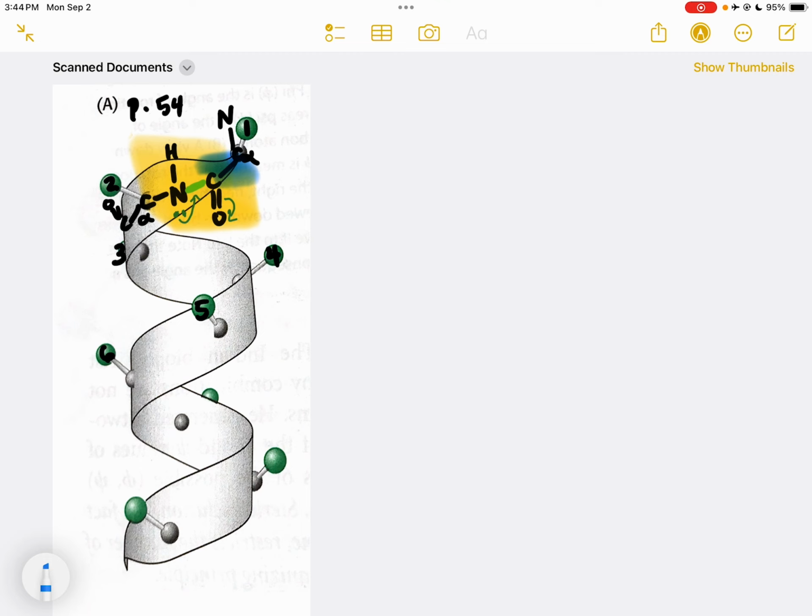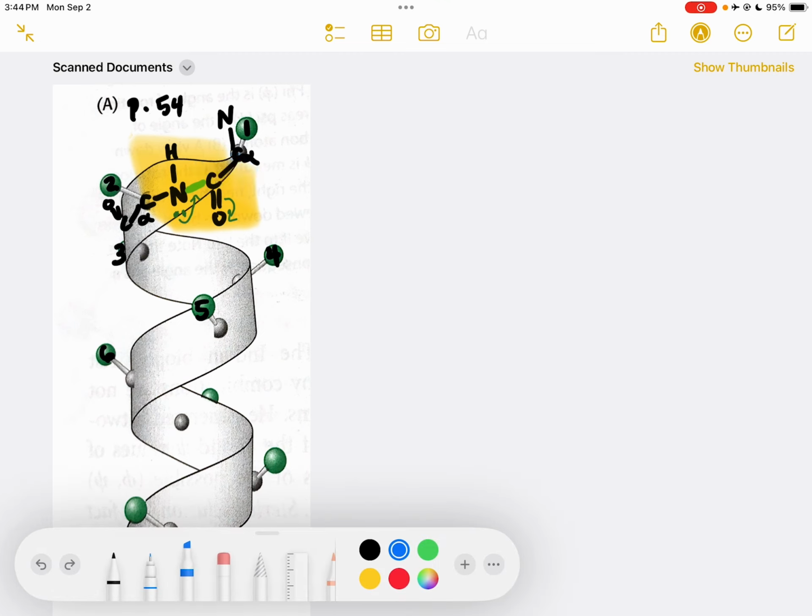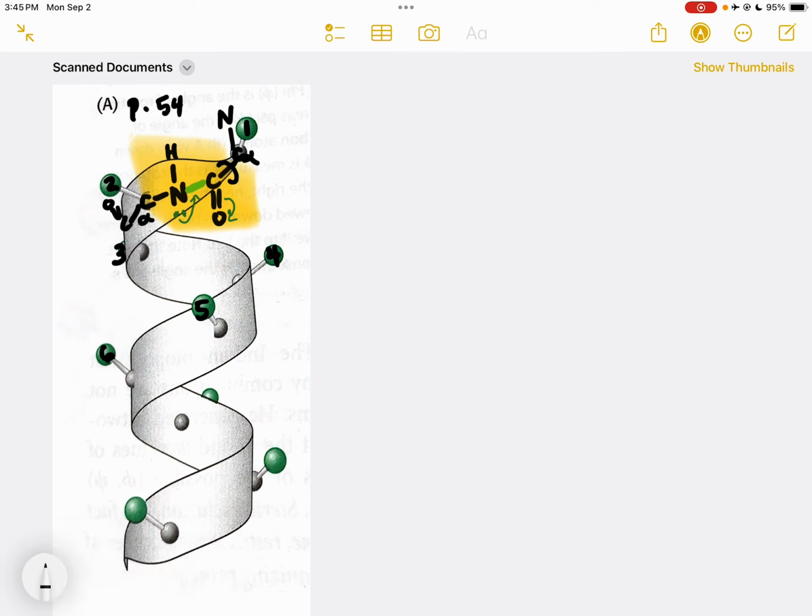So let's try that again. This one's free to rotate, and this one's free to rotate. They're single bonds, so they're free to rotate, but not completely free to rotate. And depending on how big this R group is, they may have a preferred orientation. Okay, let's get back to our alpha helix. Because of this free rotation, the alpha carbon to N and the alpha carbon to C, how would they form themselves so they're not just random?